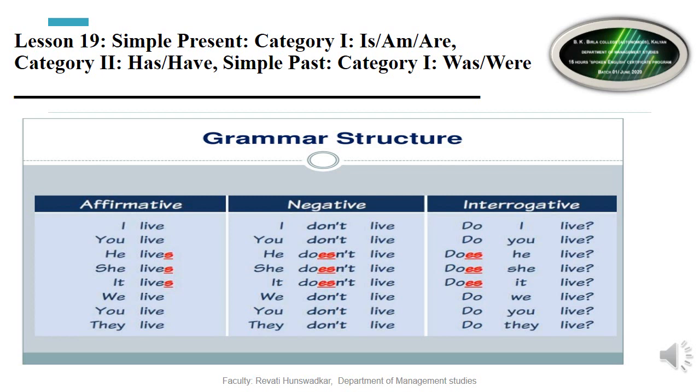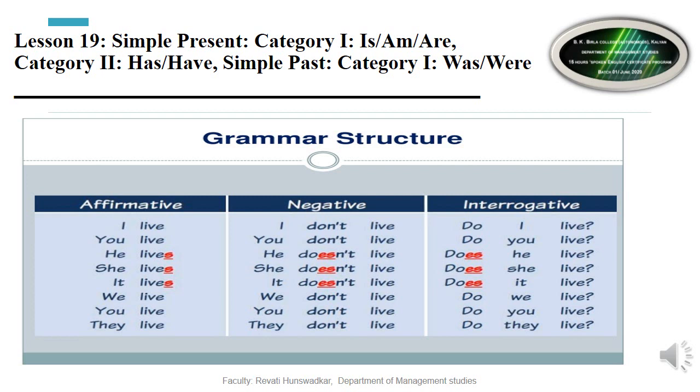Affirmative, negative and interrogative. I live. Negative, I don't live. Interrogative, do I live? Next, affirmative. You live. You don't live. Do you live? He lives. He does not live. Does he live? She lives.